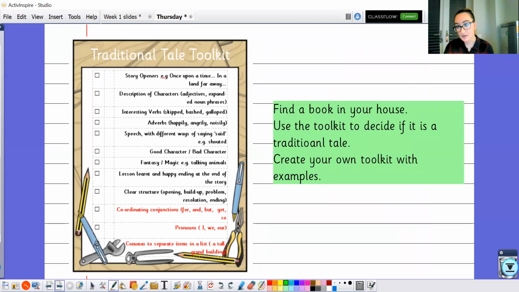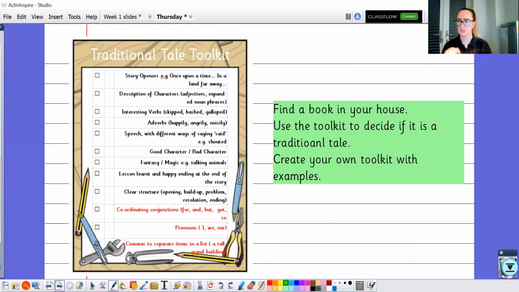Okay, once you have done that, a little extension activity for you to do. Maybe you could find a book in your house or a piece of text from online. Use the toolkit and decide if it's a traditional tale or not. You could then, similar to how you did the Three Little Pigs, create your own toolkit with examples. So who was the good character? In the other case, the good character was the pigs. Bad character was the wolf.